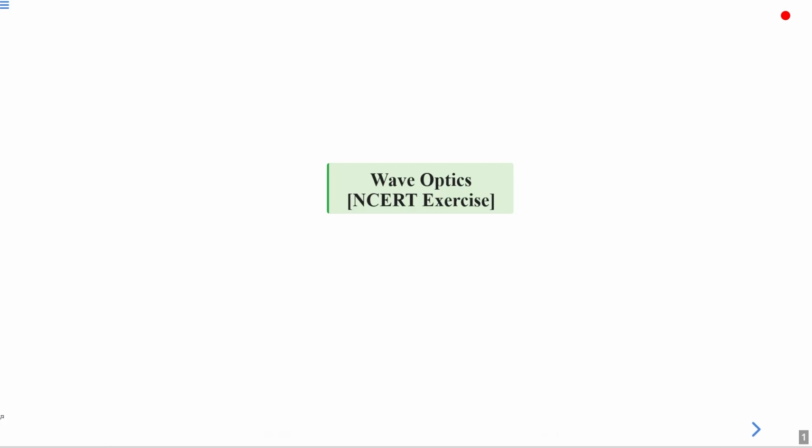So today we will solve the NCERT exercise of the chapter Wave Optics.